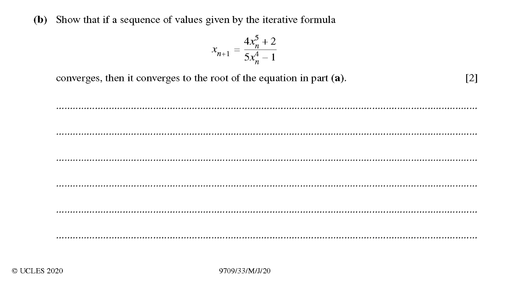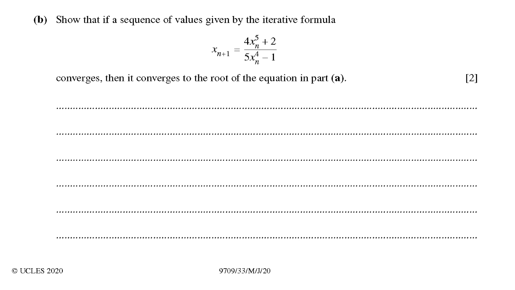Part B, show that if a sequence of values given by an iterative formula, x_(n+1) = (4x_n^5 + 2) / (5x_n^4 - 1), converges, then it converges to the root in the equation in part A. Okay, so often we've tried to take the equation and make an iterative formula. This time they've given us the iterative formula and said show that it actually matches the equation. So all we have to do is work backwards on this.